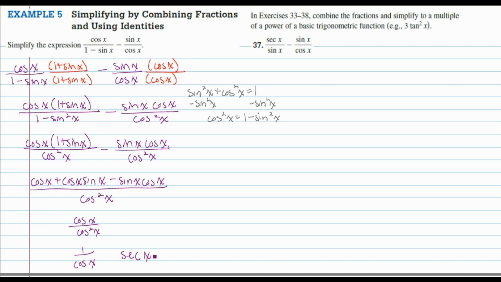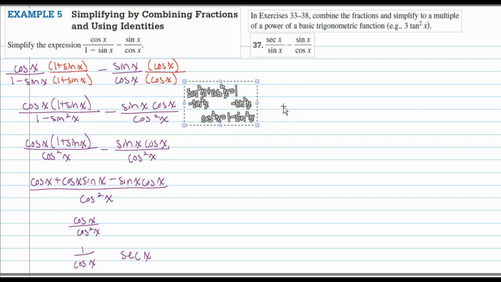Much simpler than the messy subtraction of fractions with not a common denominator that they gave us in the beginning. Let me get this out of the way. Alright, now try problem number 37.